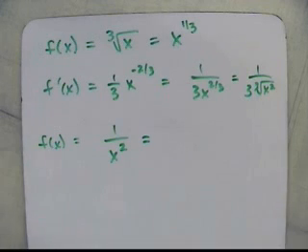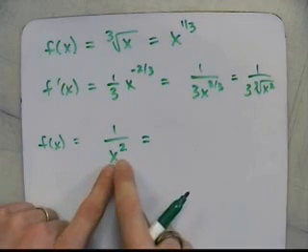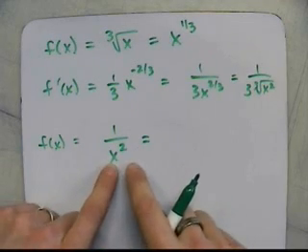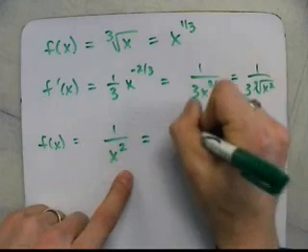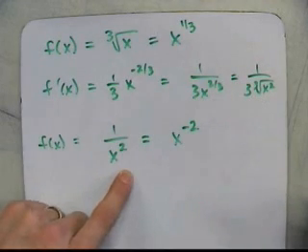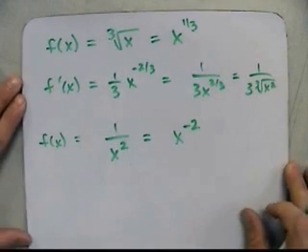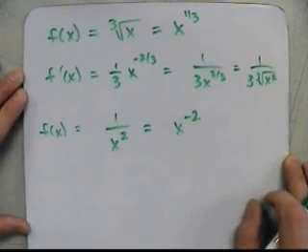Yeah. Now, my goal is to get this to be x to some power. If I can get x to some power, I'm good to go, right? So how can I get this x squared to the numerator? Negative exponent, right? So this would be x to the negative second power. So x to the negative 2. Pretty good. Now I can use the power rule on that, which is sweetness.